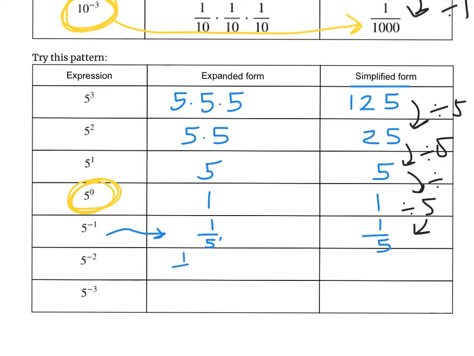5 to the negative 2, that means we have a fifth and another fifth. So that's going to be 1/25. And 5 to the negative third is 1/5 times 1/5 times 1/5. Okay, so this is 1 times 1 times 1, which is 1. And then 5 times 5 times 5 is 125.